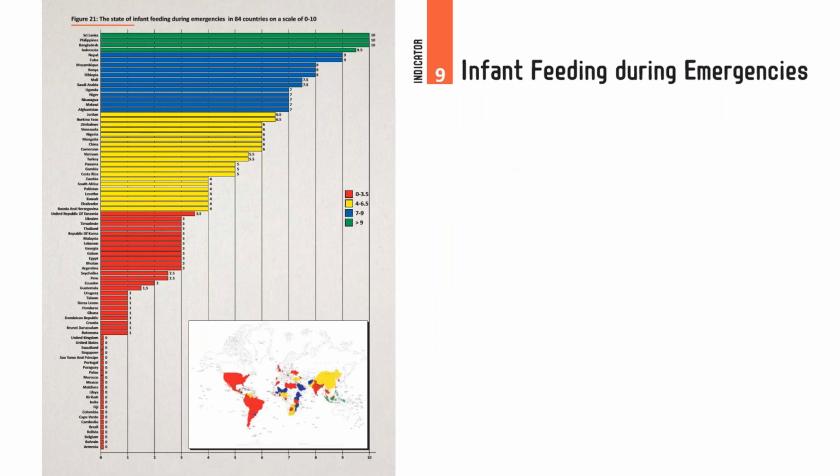But when you take a look at the redness on the chart here, what you can clearly see is there is a lot of red. There are only 4 countries who scored in the green, and many, many red countries. And we scored in the zeros here, along with many, many other countries scoring in the 0. So this is not just a problem for us. This is really an international problem that we have to do a better job of thinking about infant and young child feeding during emergencies.